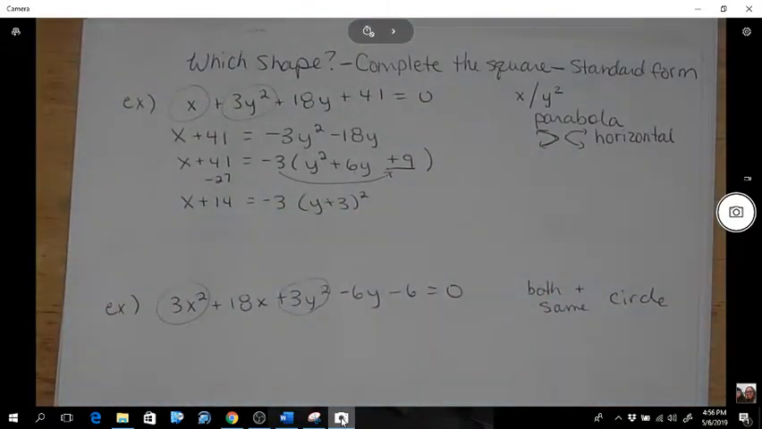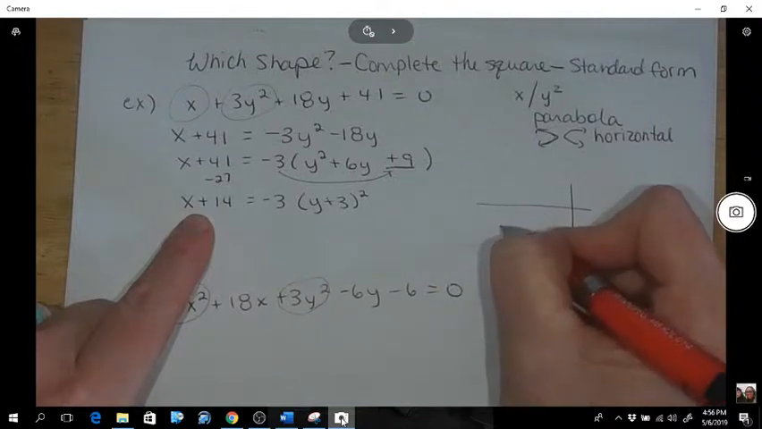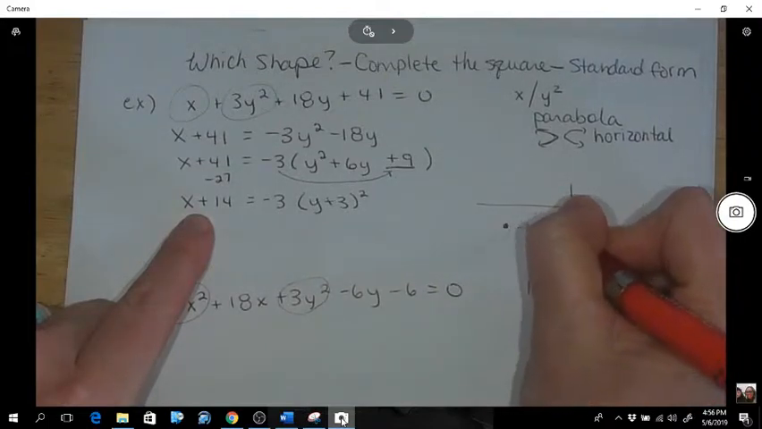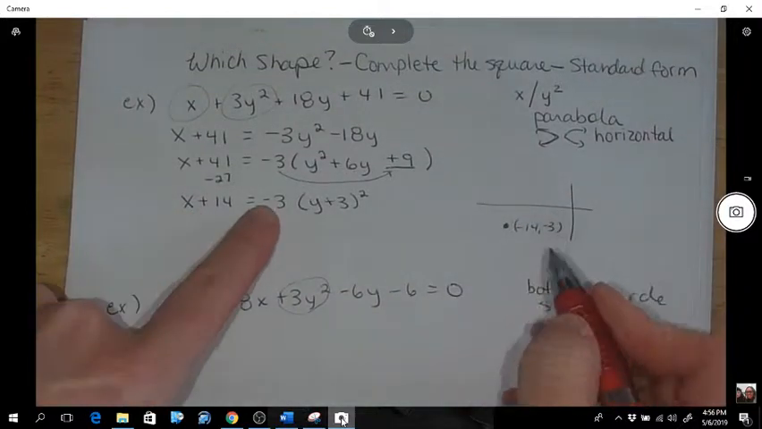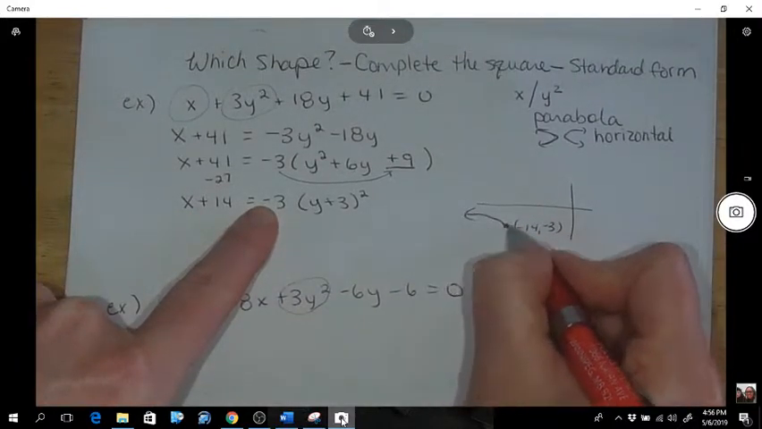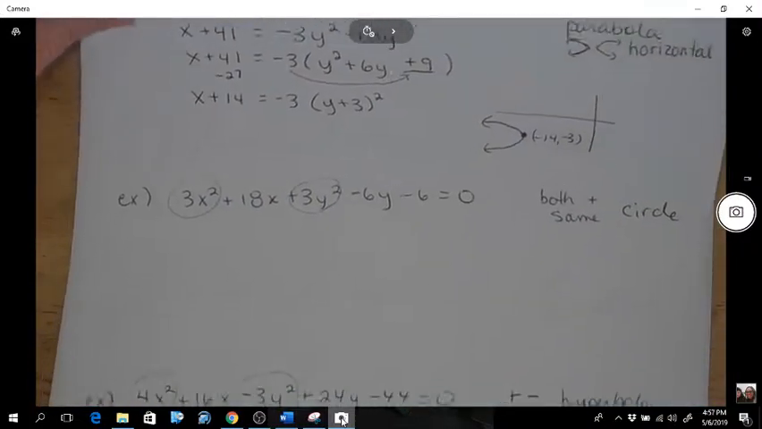Okay, so now you can see the vertex, right? And so things like that. So negative 14, negative 3 is the vertex, and it opens left. So that would be the general idea. Okay, next one.